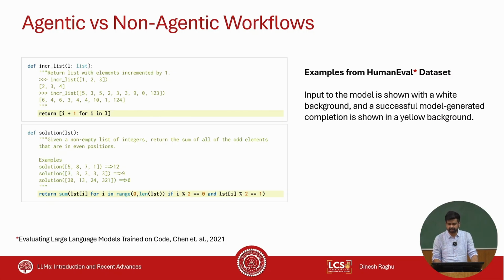So that is a setup. This was generated by humans, and it was a pretty good data set, and it is used even now for measuring LLM's ability to do coding. So in this setup, let's see how agentic and non-agentic workflows perform, right?